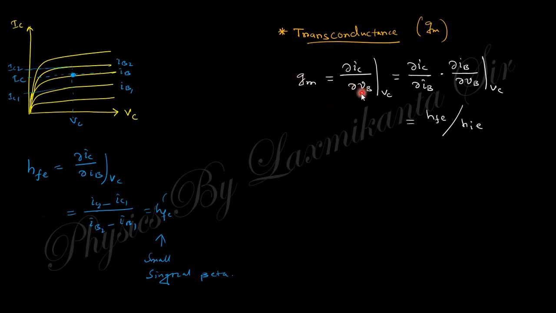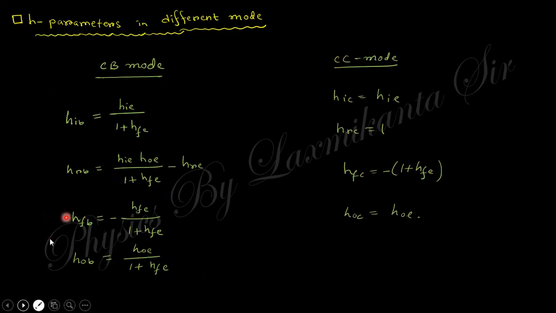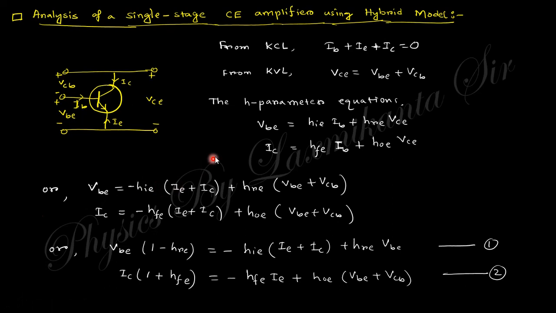Now, just about this conductance. This is del IC by del VB, which is nothing but HFE by HIE, that is the conductance. Next thing is the H parameters in different modes. Actually, this is the relation between the H parameters of the common emitter mode with the common base, and this is in terms of common emitter with the common collector. We just derive this relation using this parameter.